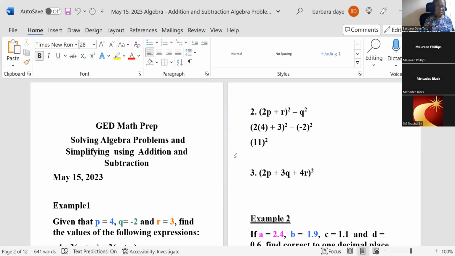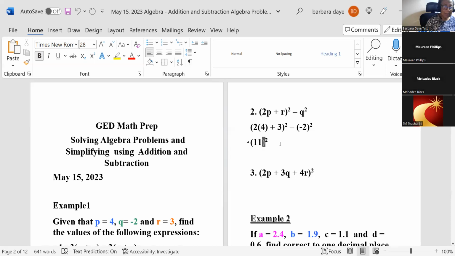Where did you get 4 minus 3? That's a plus. It says 2P plus R. So what is P? P is 4 and R is 3. So I should say 2 times 4 is 8, and 3 more is 11.